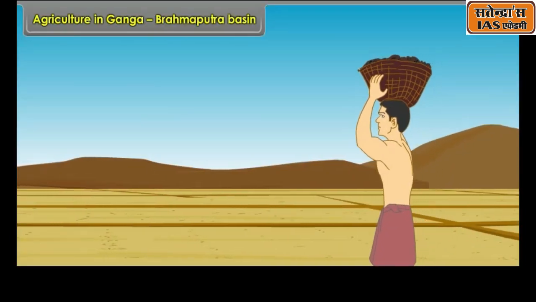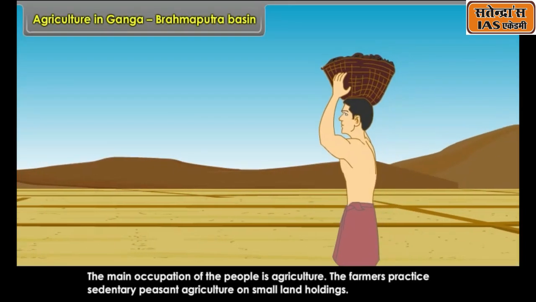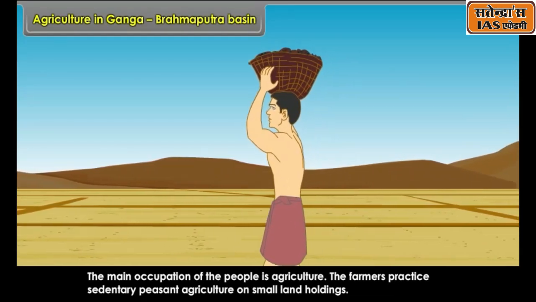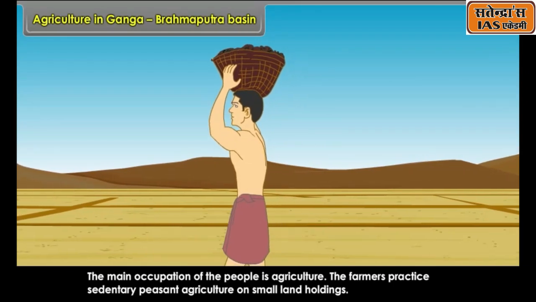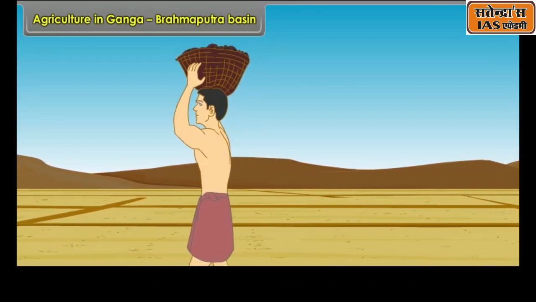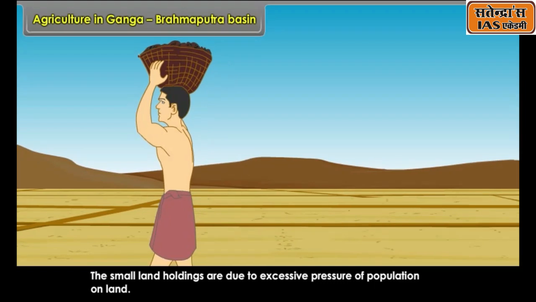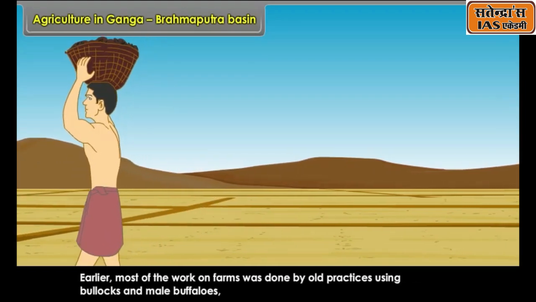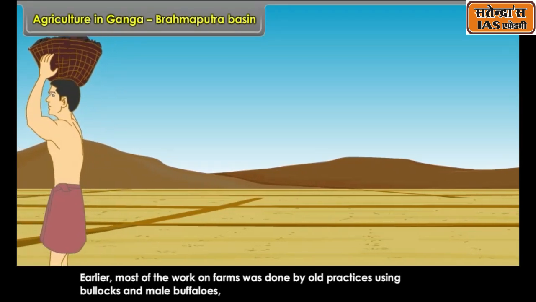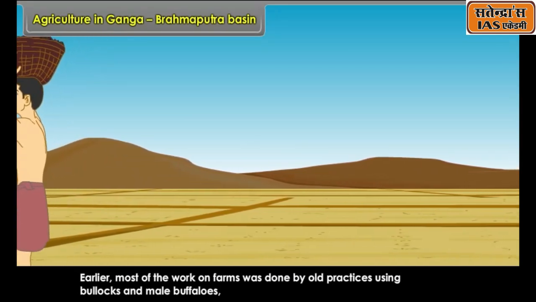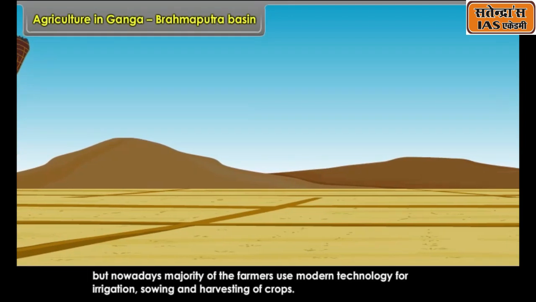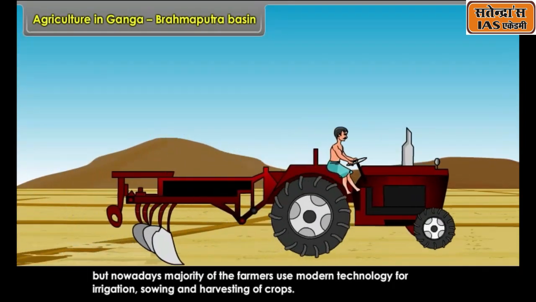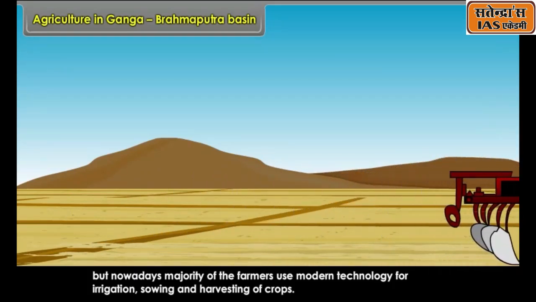Agriculture in Ganga-Brahmaputra basin. The main occupation of the people is agriculture. The farmers practice sedentary peasant agriculture on small land holdings. The small land holdings are due to excessive pressure of population on land. Earlier, most of the work on farms was done by old practices using bullocks and male buffaloes. But nowadays, majority of the farmers use modern technology for irrigation, sowing and harvesting of crops.